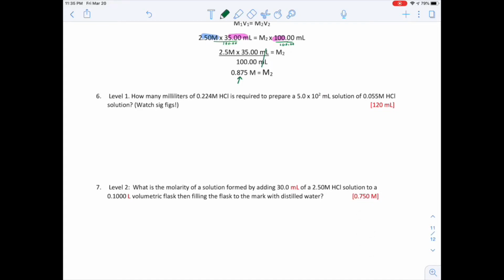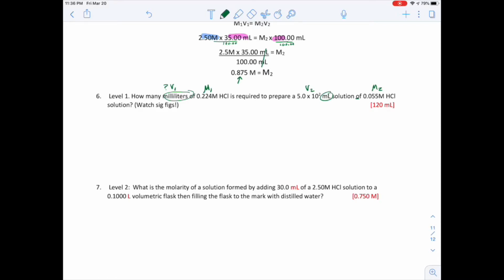Okay, how many milliliters of this molarity? So I'm trying to find one of my volumes. I'm going to call it volume 1. That's my molarity 1, is required to prepare. Okay, so Z milliliters. So that's volume 2 and molarity 2. Again, I've got that F word in there. And then double check my units. So milliliters and milliliters. Okay, I'm good. I'm going to come out with the right unit.